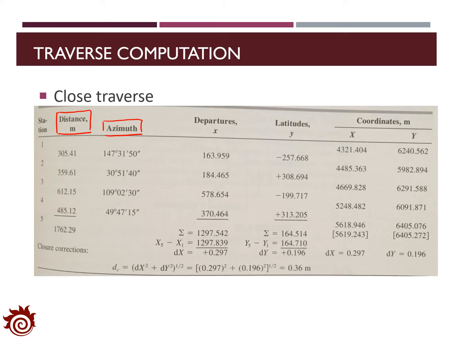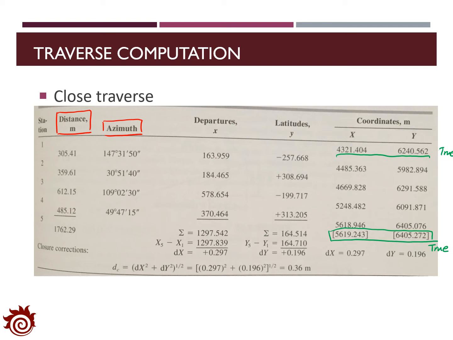In addition, we are provided with the true coordinates of the first point and the true coordinate of the last point. These true coordinates will be applied for us to identify the closure error. At first, we need to find out the departure and the latitude of all the 4 lines.